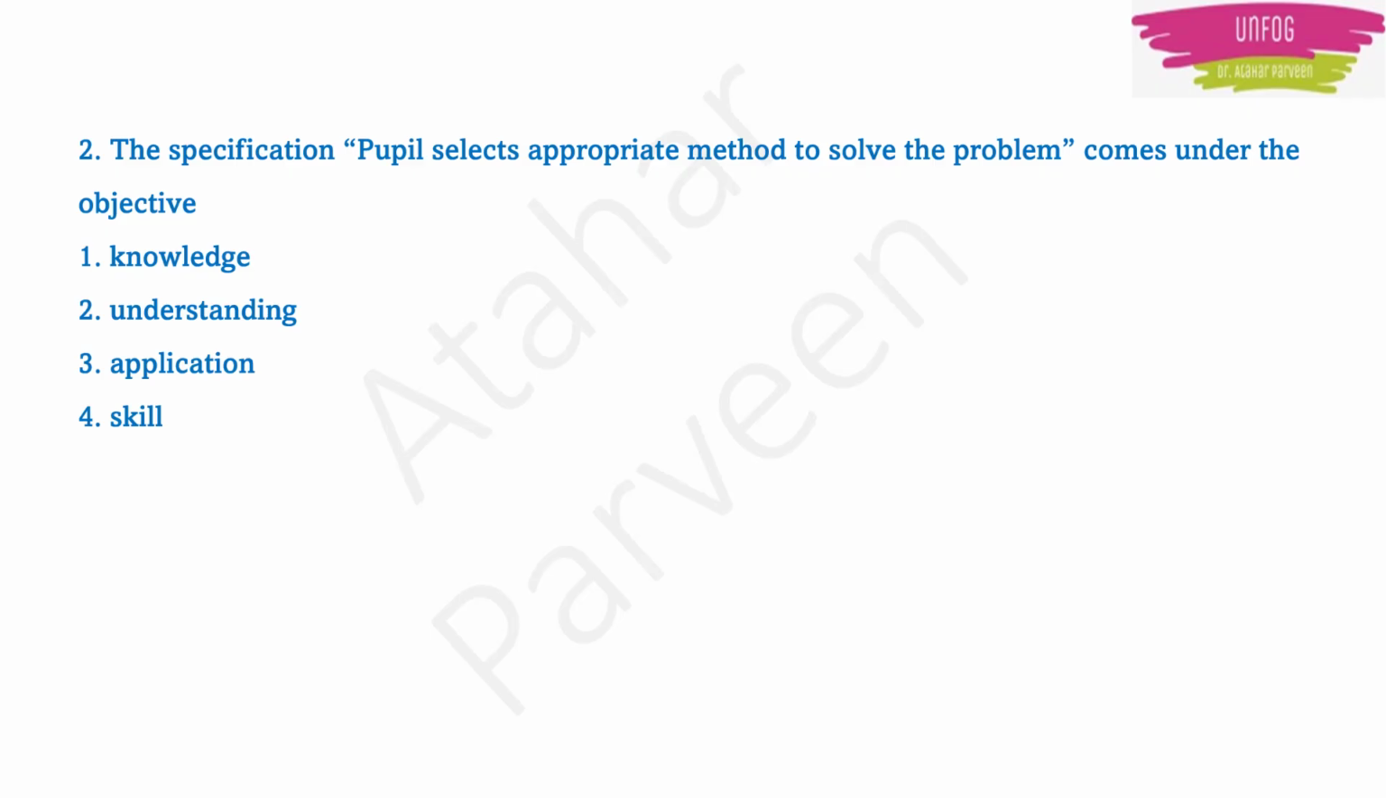Next question. The specification: people select an appropriate method to solve the problem, comes under which objective? Means people select an appropriate method used to solve the problem. This comes under which of the objectives? The four options are knowledge, understanding, application, skill. So the correct answer is application. People selecting an appropriate method to solve the problem comes under the application objective.